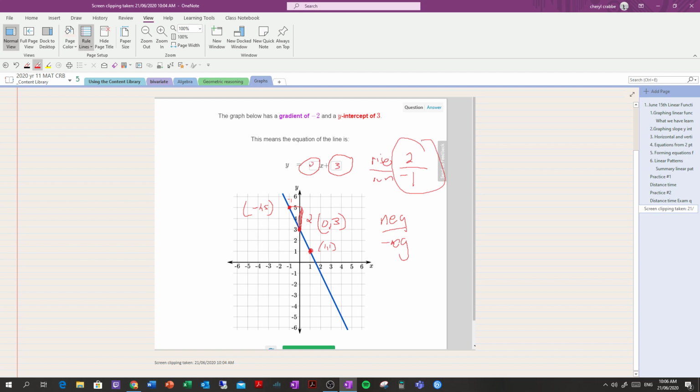You can write it as 2 over -1, or you can write it as -2 over 1, or you could just write it as -2, because we don't need to put it over 1. So that's the gradient. You won't get it wrong if you write it like this, but you have to write it like that in some capacity.